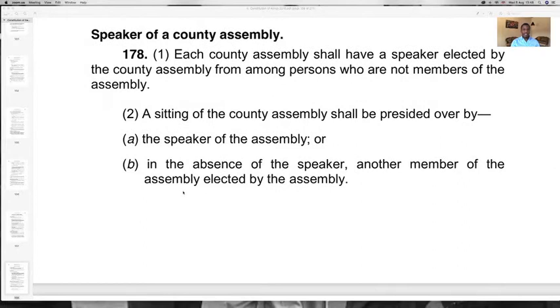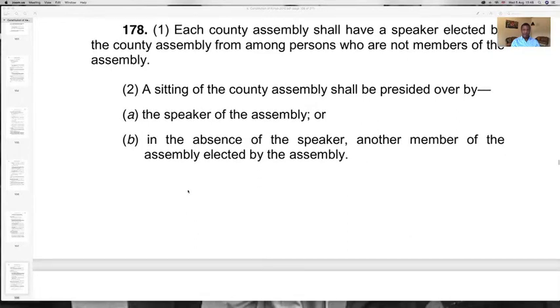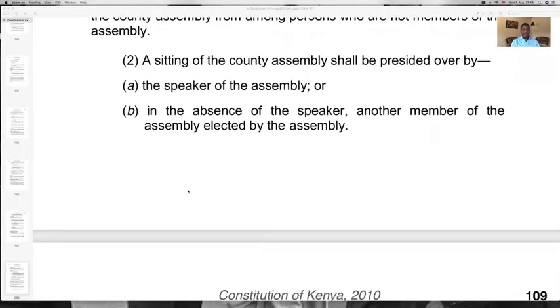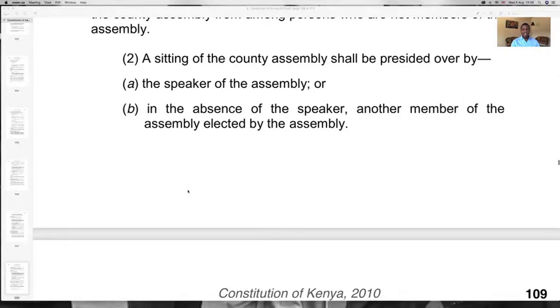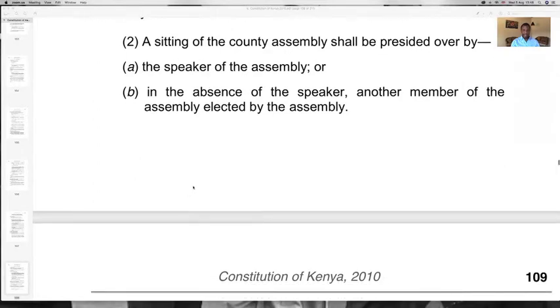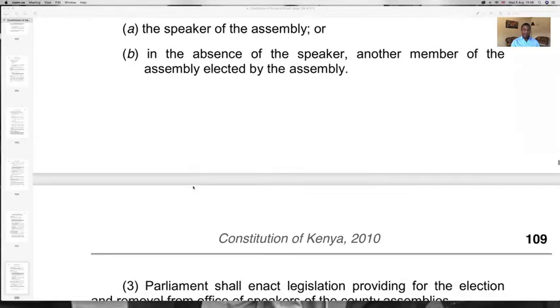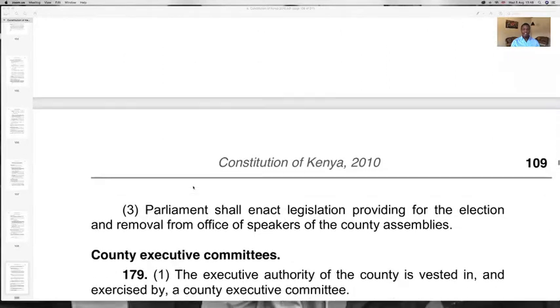The speaker of a county assembly: each county assembly shall have a speaker elected by the county assembly from among persons who are not members of the assembly. The sitting of a county assembly shall be headed or presided over by the speaker of the assembly, and in the absence of the speaker, another member of the assembly elected by the assembly.